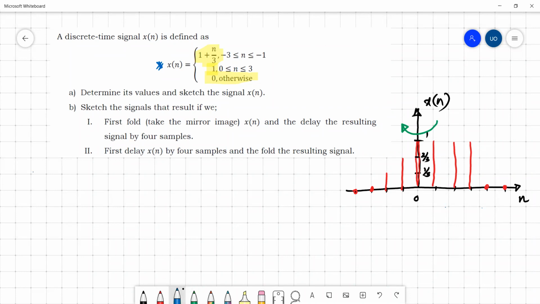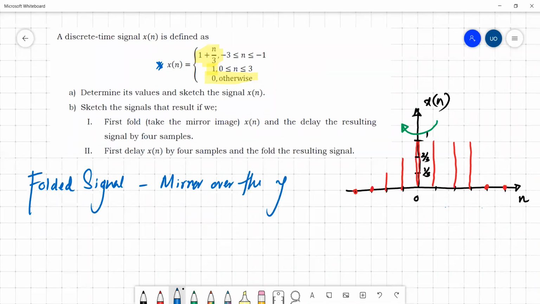So folded signal means it is actually a mirror over the y-axis. So it means you can simply rotate it by 180 degrees.